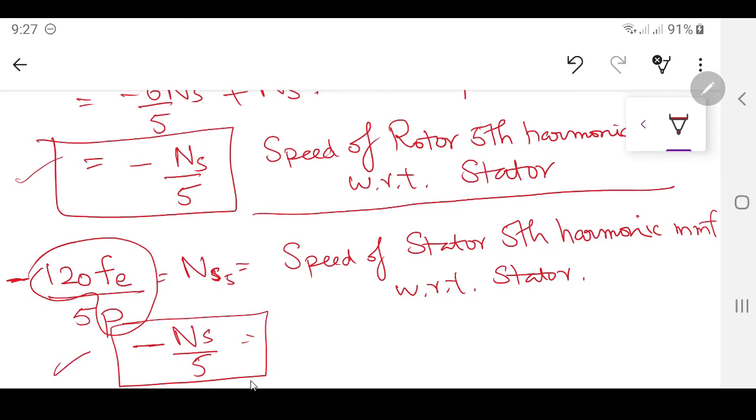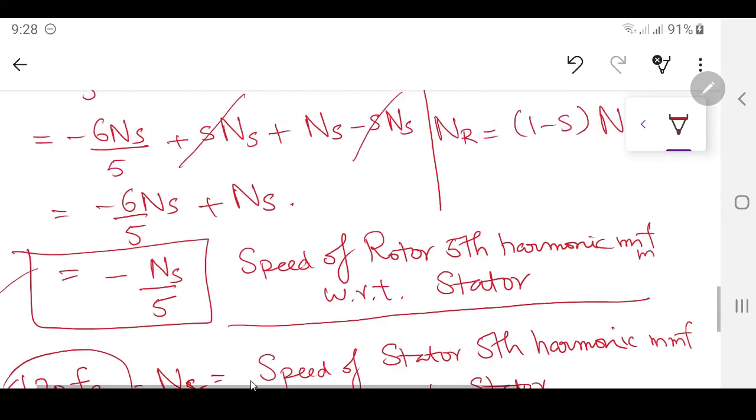So this is just a proof showing that the speed of the rotor fifth harmonic with respect to stator is minus ns by 5, and the speed of the stator fifth harmonic MMF with respect to stator is also minus ns by 5. So whatever harmonic you take, either the fifth harmonic or the seventh harmonic, they will have the same speed with respect to the stator, which is the stationary part over there.